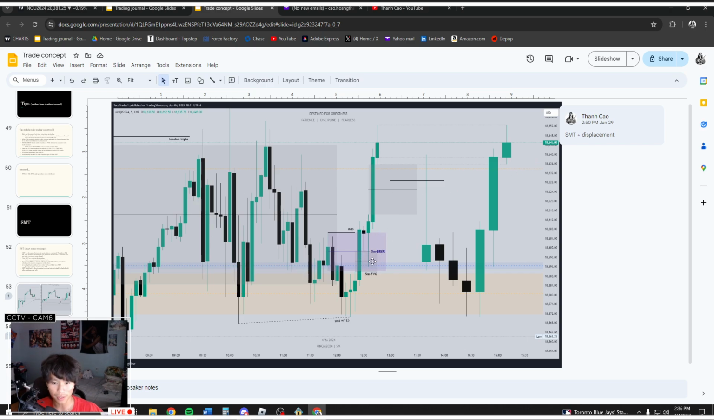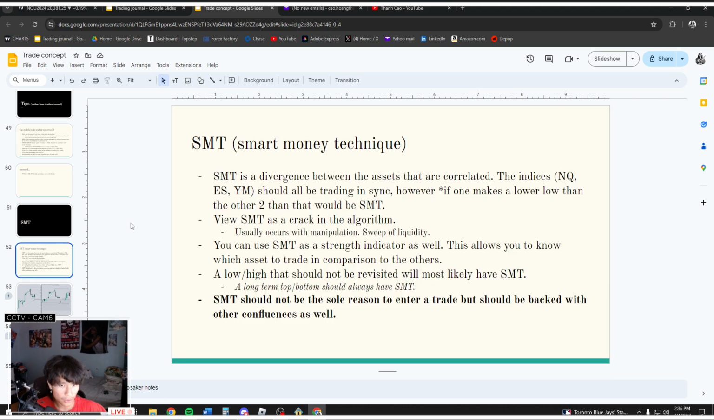And price retracing into a breaker plus fair value gap plus SMT plus market structure shift, then you can create a trade idea, a trade plan, and have an objective and take an entry based off of what you just came up with. So that is my SMT breakdown. I'll state it once again.